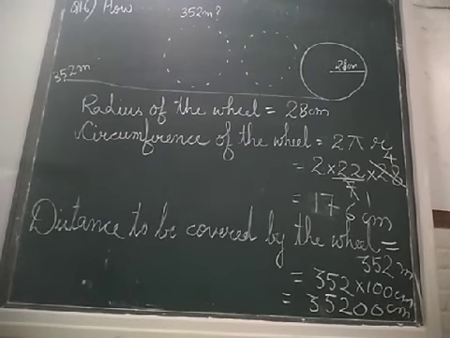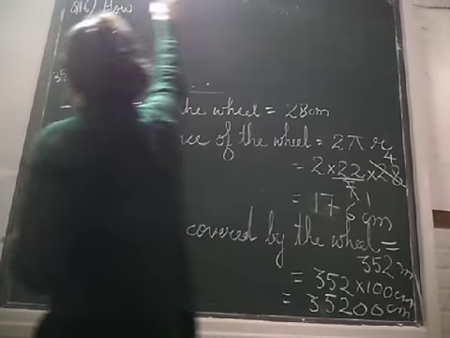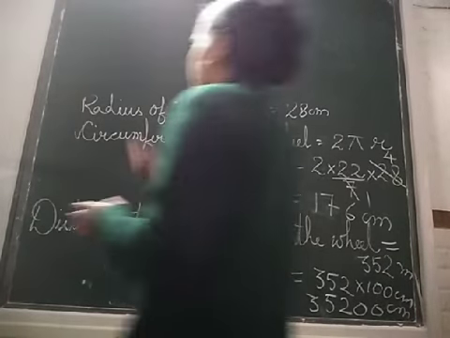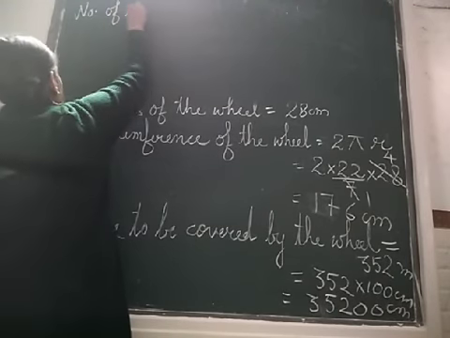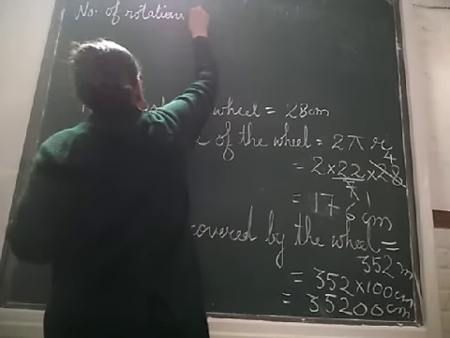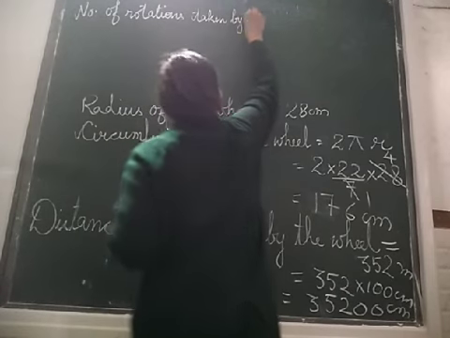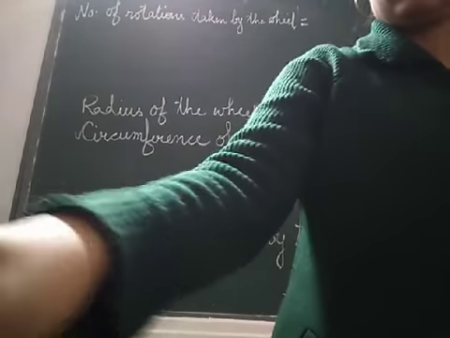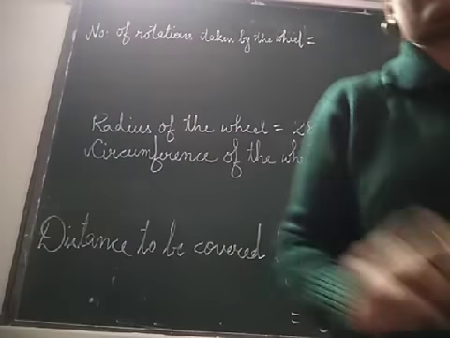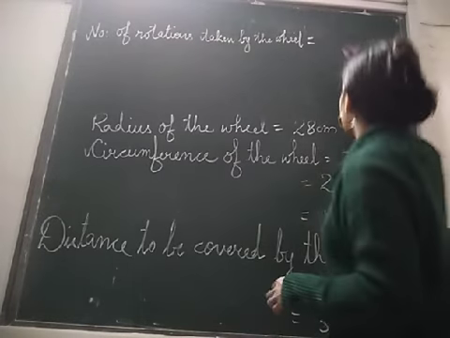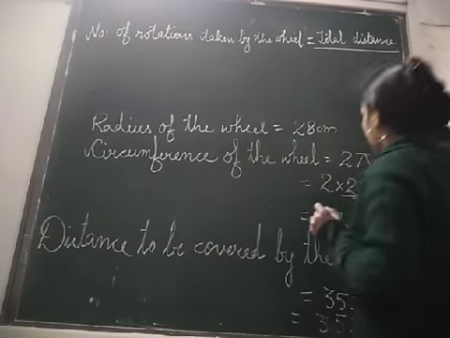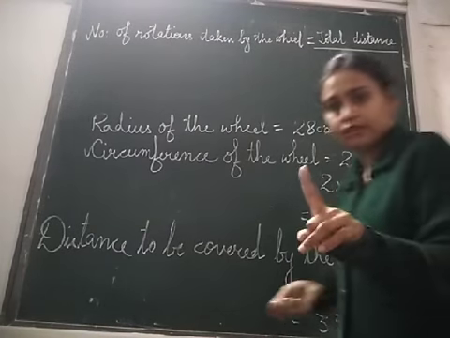Yes, how many rotations. So number of rotations taken by the wheel is equal to total distance upon one circumference of the wheel.